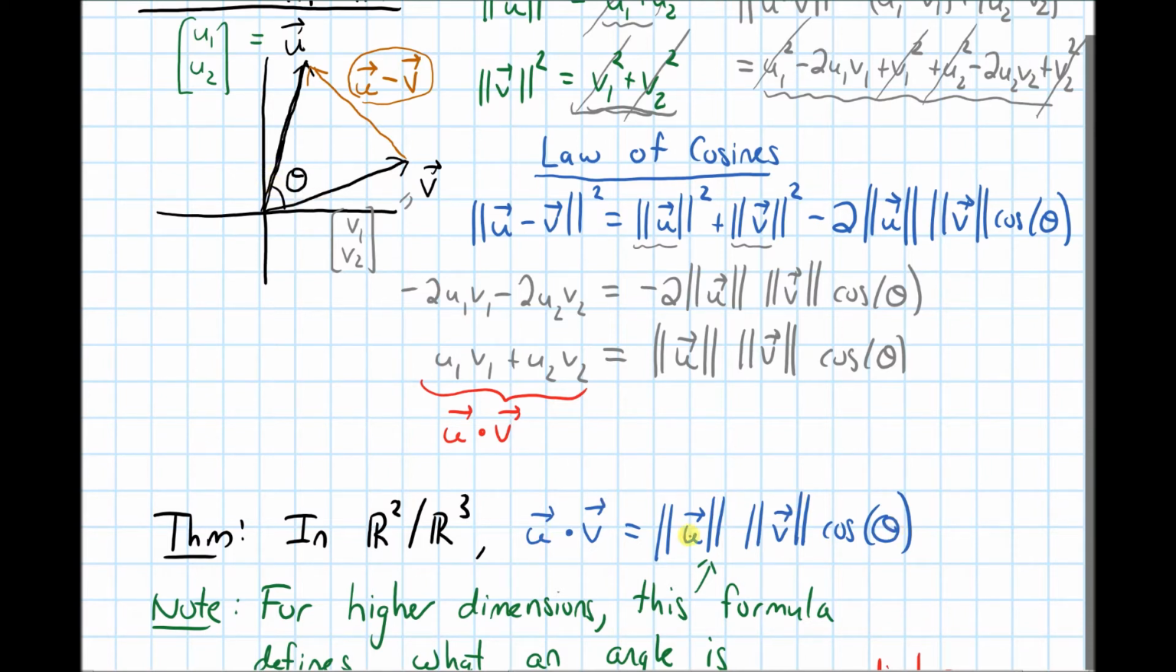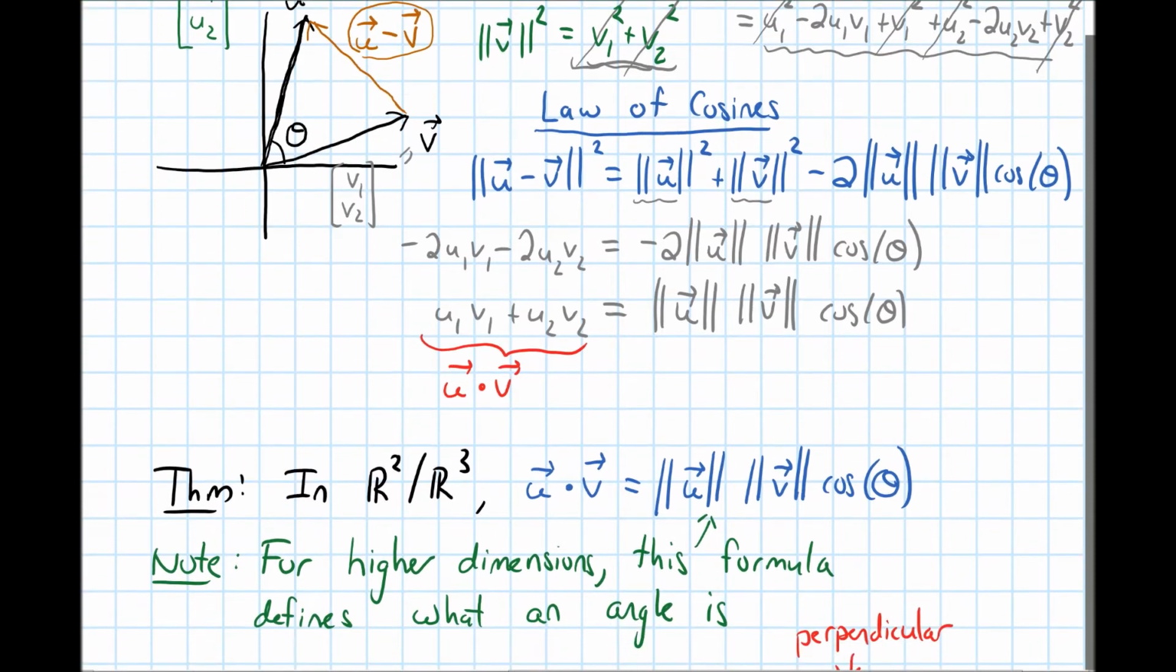What this demonstrates is a geometric interpretation of the dot product in terms of the angle between two vectors. As an aside, in dimensions higher than R3, this formula is actually what's used to define what an angle is, because we can't really visualize angles in dimensions higher than R3, so we use this formula to define what an angle is.